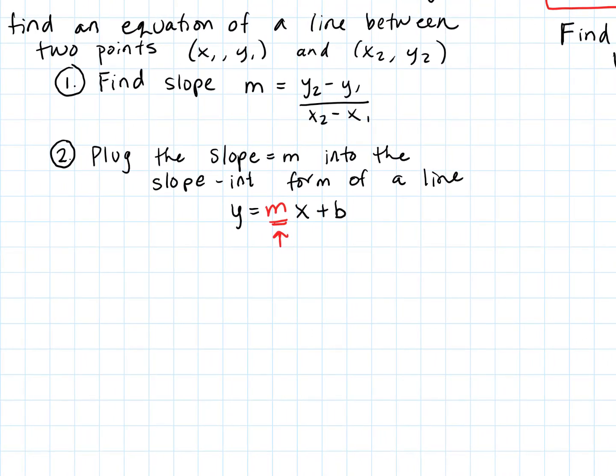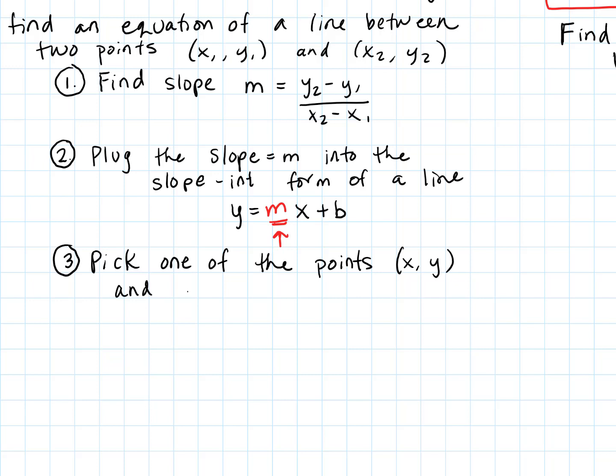Okay, so now the third step is to pick one of the points, doesn't matter which. Okay, so pick either of the points. And they are xy points, so pick x1, y1 or x2, y2, and plug into the equation and solve for b. Let's say simplify and solve for b.